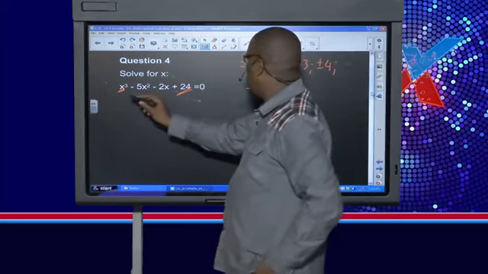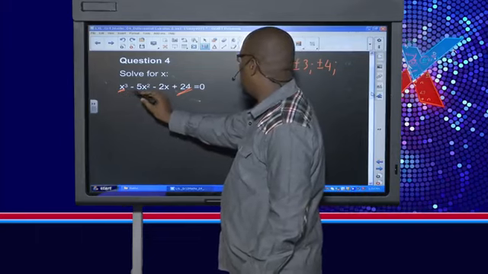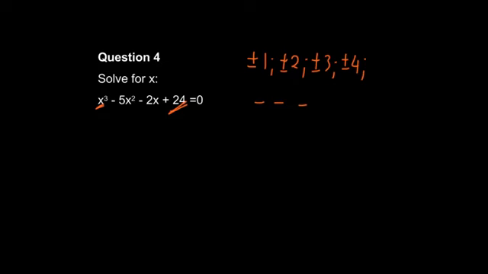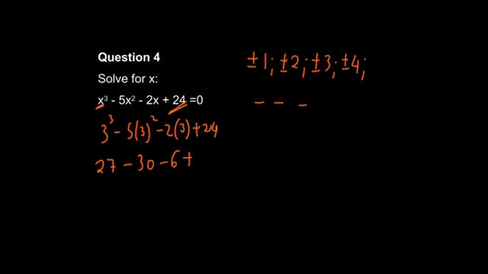So now if we try 1, we get 1 minus 5 minus 2, it doesn't work, then minus 1, and so forth. But then if we try, for instance, 3, if you put a 3 here, you get 3 cubed minus 5 times 3 squared minus 2 times 3 plus 24, and then that's 27 minus 30, right, minus 6 plus 24, and this doesn't work out.